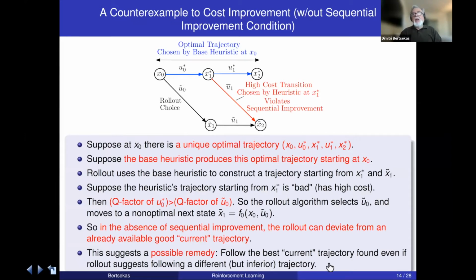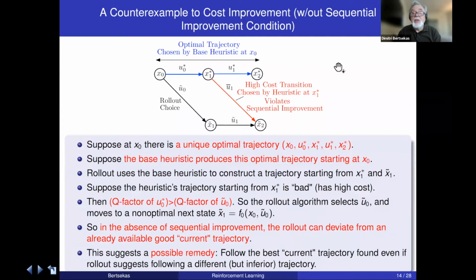Professor, can I ask you something here? Yes. So I know that here the rollout is giving us a worse option, but it's actually depending on the heuristic itself, right? Because the wrong choice, that red curve, was suggested by the heuristic itself. So does the performance of the rollout depend on the performance of the heuristic that we are choosing, right? Of course, yes.